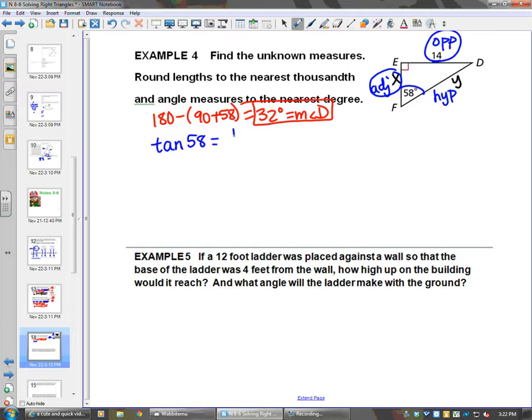So tangent of 58 is equal to opposite over adjacent, so 14 over x. Put that over 1 and cross multiply. So you should get 1 times 14 is 14, and then tangent of 58 times x is going to be x tangent of 58. Okay, just like we did on Friday. Remember, tangent of 58 is just a number. So to get rid of a number times x, I'm just going to divide by that number. So I'm dividing by that tangent of 58. So you get x equal to 14 over the tangent of 58.